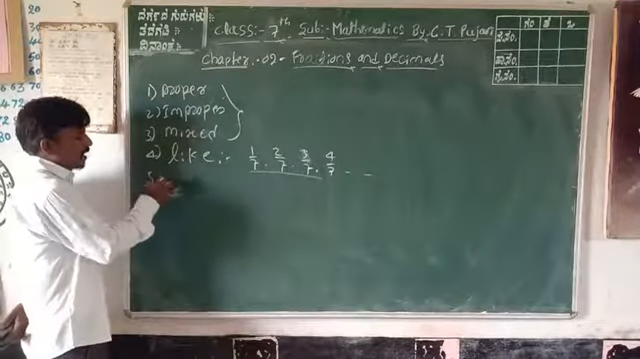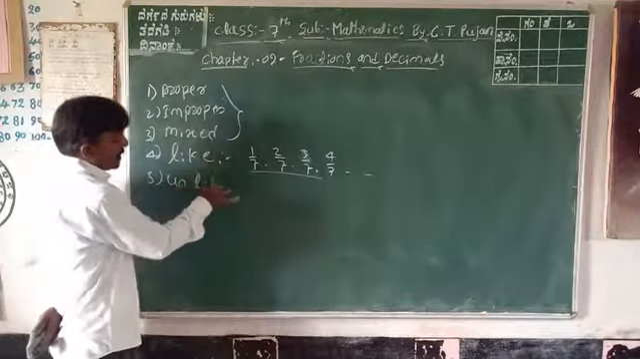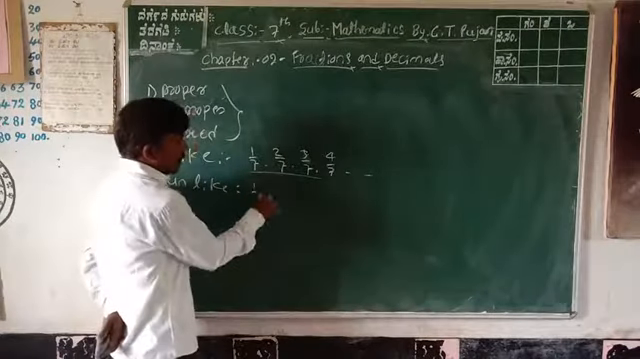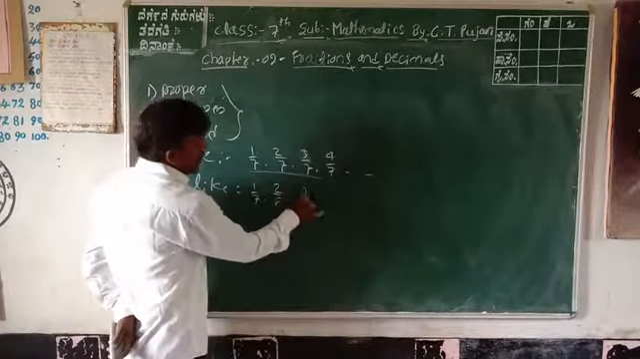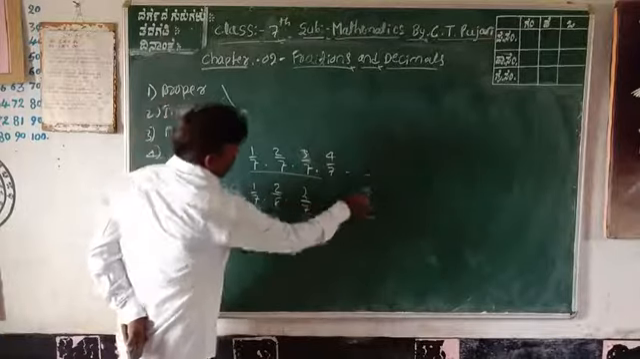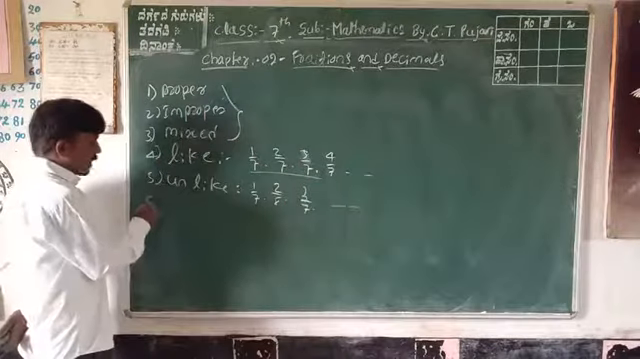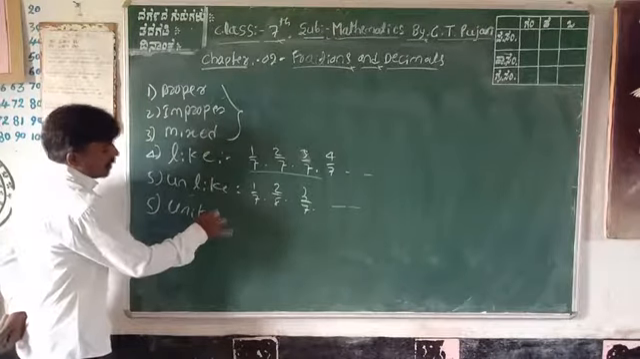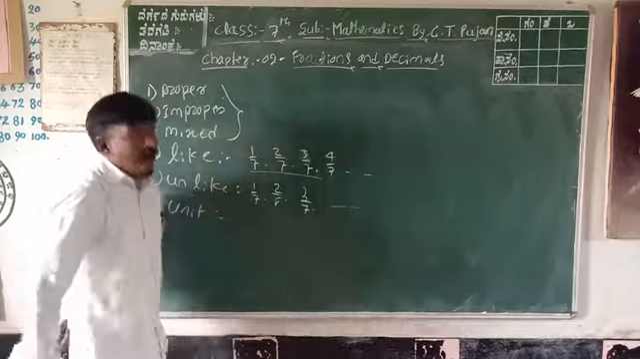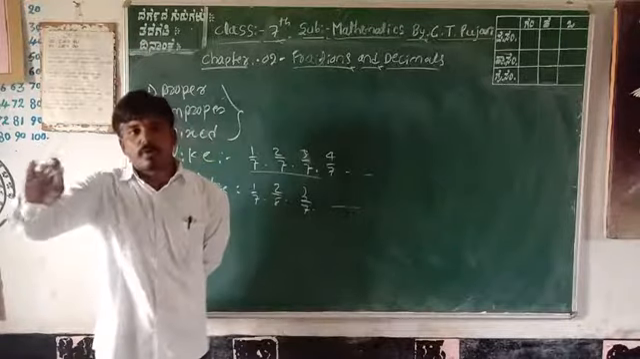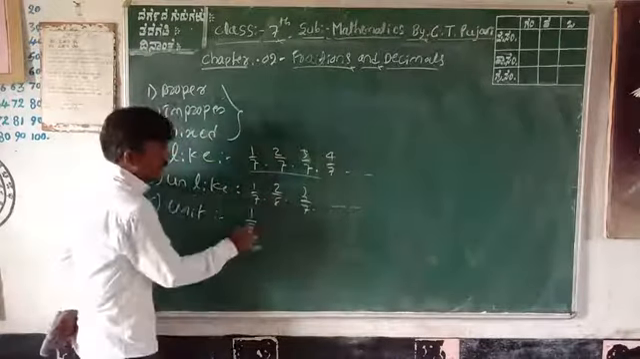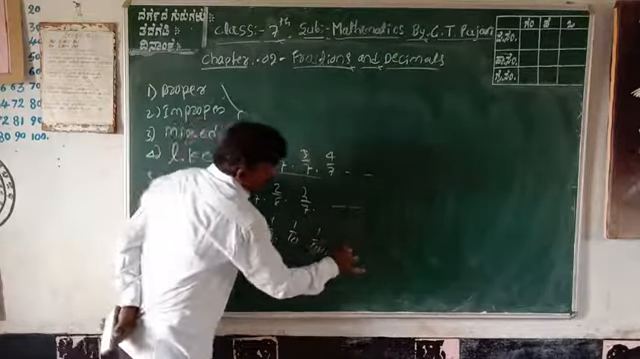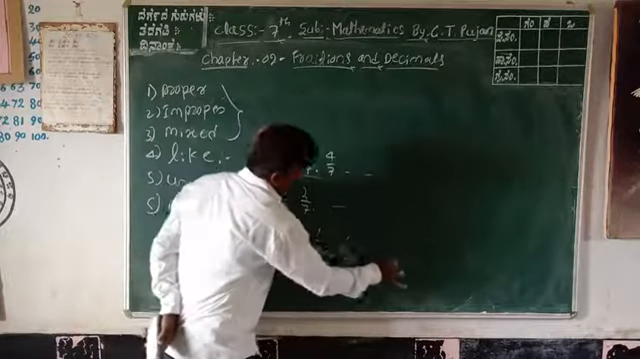For example, unlike means all the denominators are different: 1 by 7, 2 by 8, 3 by 7, and so on. These are unlike fractions. The next one is unit fractions. Unit means what? The numerator should be only 1: 1 by 8, 1 by 2, 1 by 10, 1 by 100, 1 by 1000, and so on.